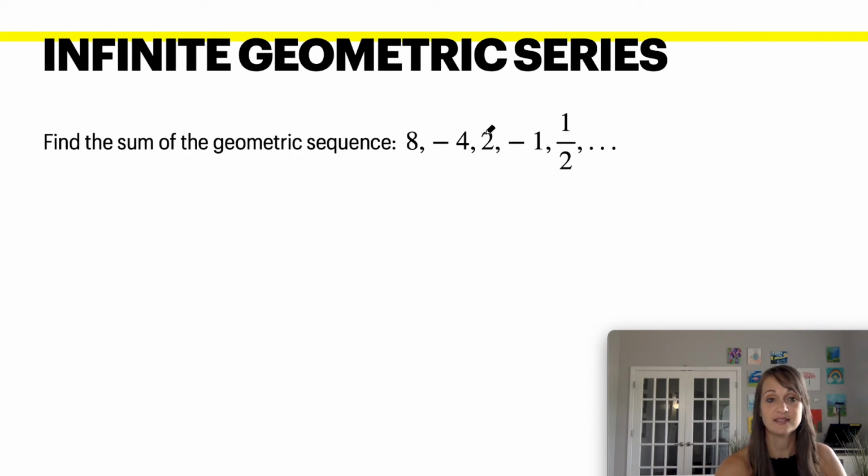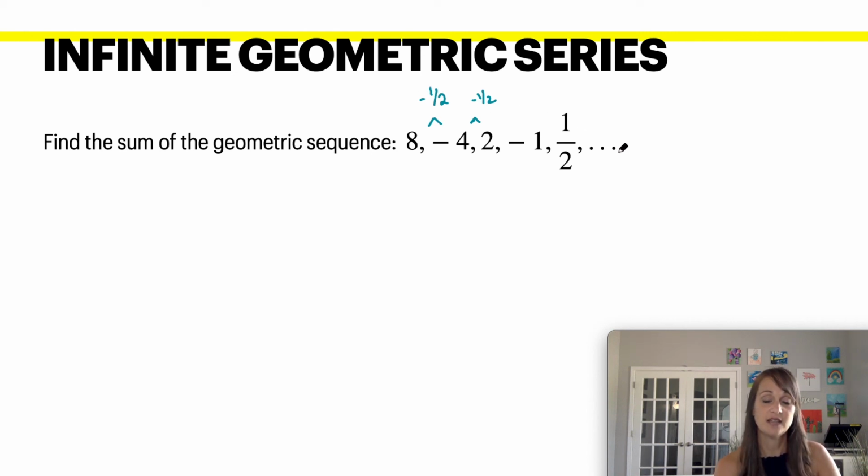So to find this, because it has the dots, it means it keeps going on forever. What is the ratio? You're going from 8. Looks like it is going by halves, but it's going by a -1/2. 8 times the -1/2 is -4. -4 times the -1/2 is a +2 because negative times a negative is positive. So every other term becomes positive, negative, positive, negative.